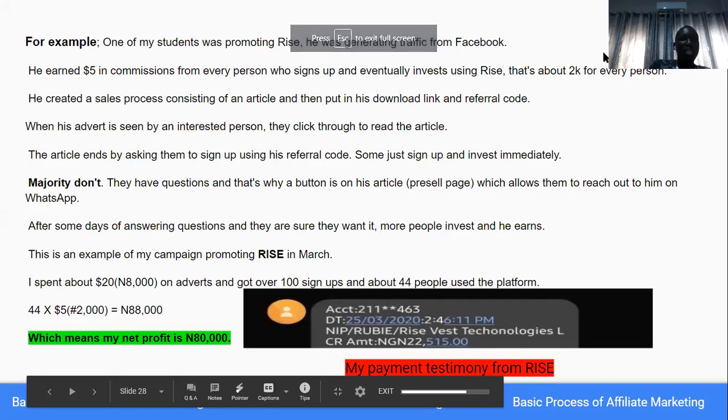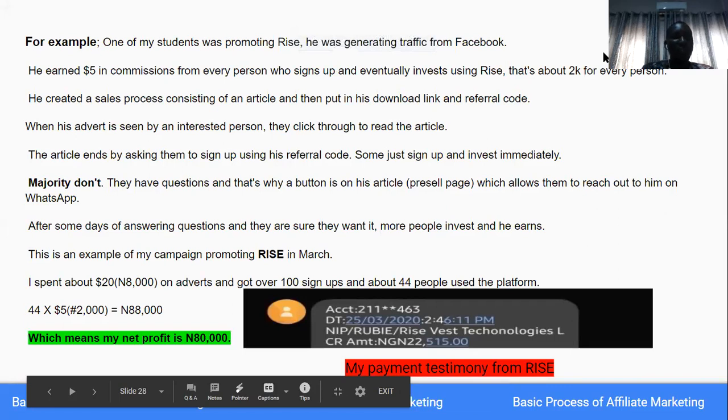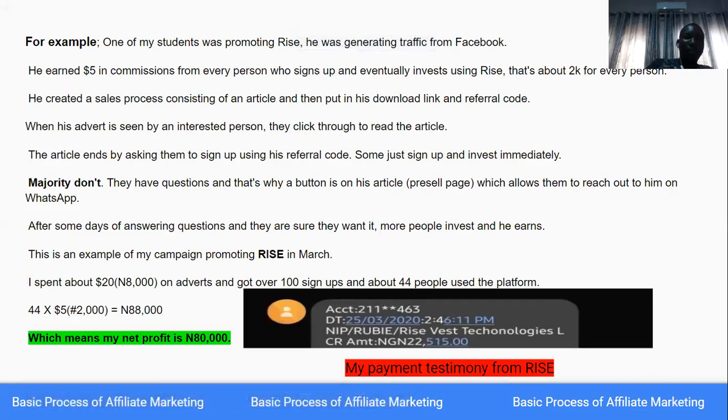You could start promoting using a link and then you start earning from there. So I put up an article and at the end of the article, you tell people to sign up using the referral code. Some will sign up, some people will not, some people want to ask questions. So at the end, I would attach my WhatsApp contact so people can reach out to me. After some days of answering questions, they are sure they want it. More people invest and then eventually I get to earn.